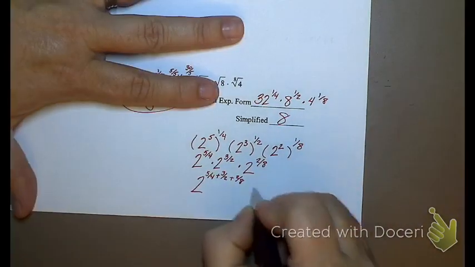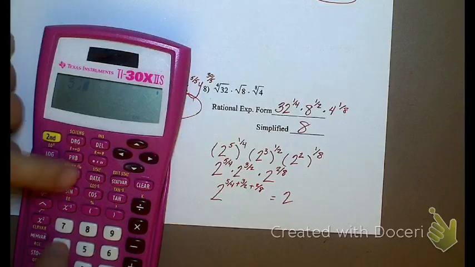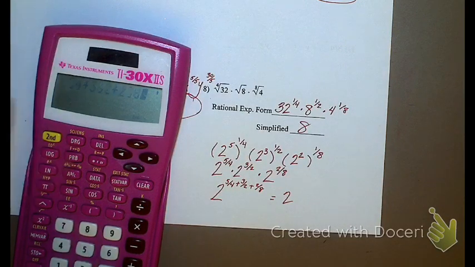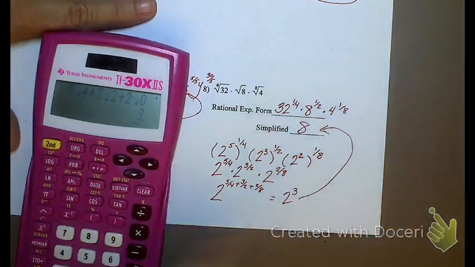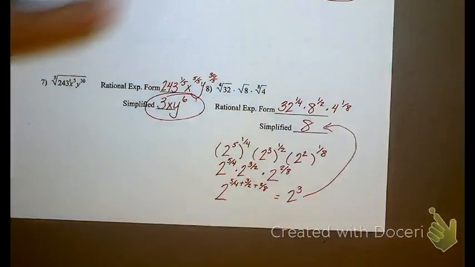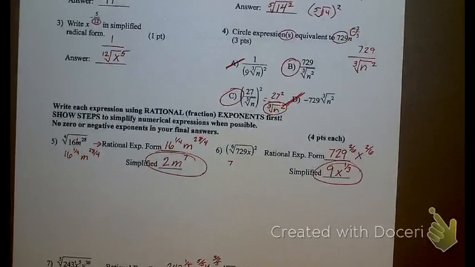And then if you add all those up together, I can use my calculator for that. Let's see, 5/4 plus 3/2 plus 2/8 is 3. And 2 cubed is 8. So? Any questions about this side? Speak now or forever hold your peace.